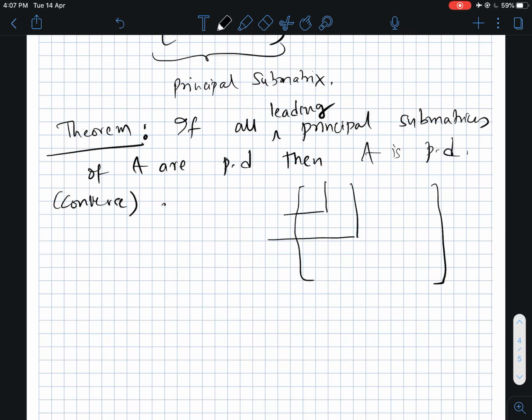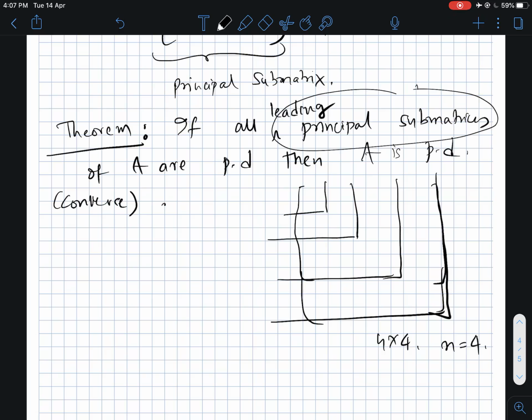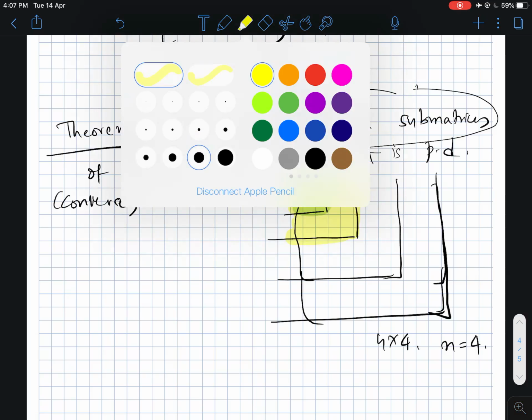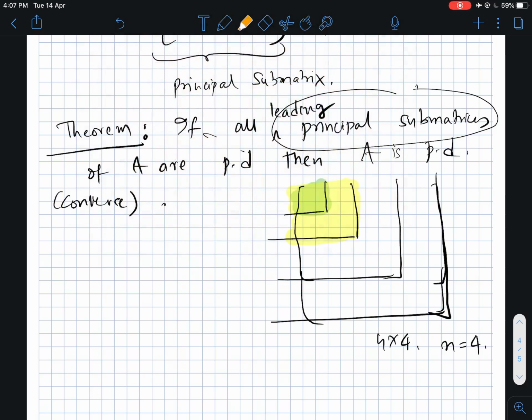You pick the top 1 cross 1, then you pick the top 2 cross 2, then you pick the top 3 cross 3, and then you pick the top 4 cross 4. This is an example for n equal to 4. This matrix is a 4 cross 4 matrix. It has 4 leading principal submatrices. This is the first leading principal submatrix. And then this whole thing over here is the second leading principal submatrix of size 2 cross 2.